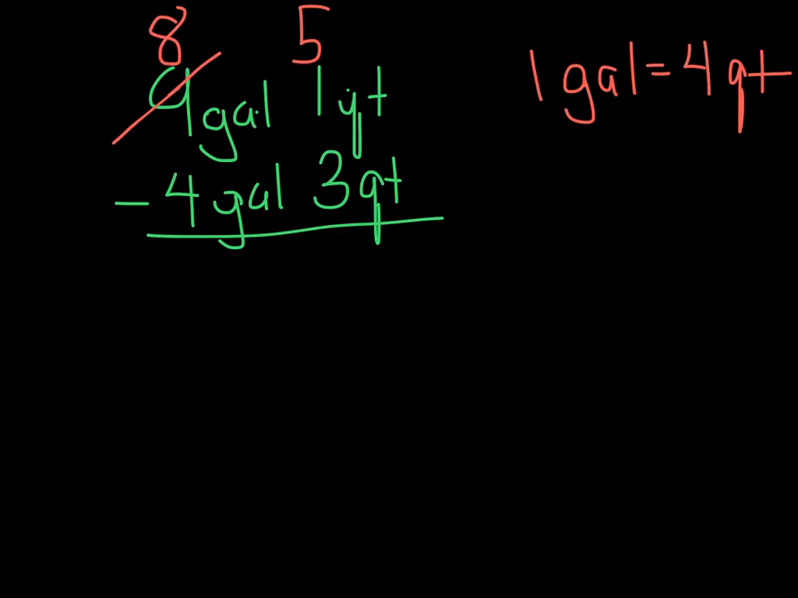So getting back to the problem, now I can subtract. I have 5 quarts minus 3 quarts. That leaves me with 2 quarts. 8 gallons minus 4 gallons equals 4 gallons. So I would have 4 gallons, 2 quarts.